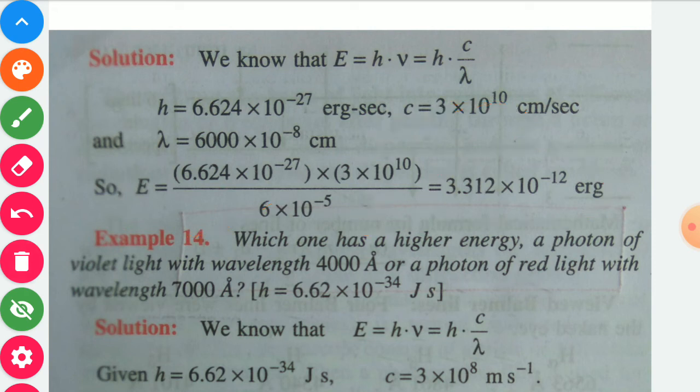Now the next question is, which one has a higher energy?